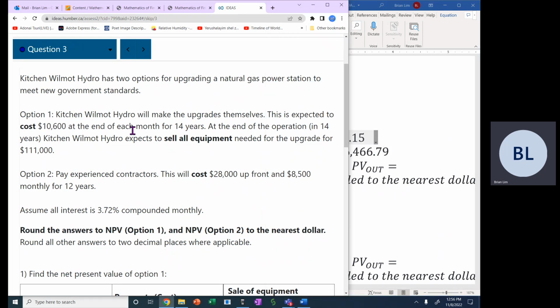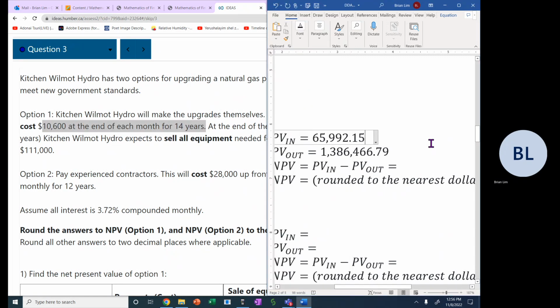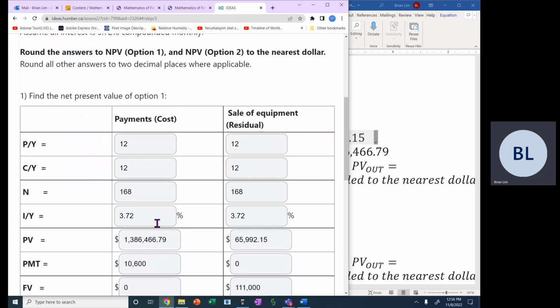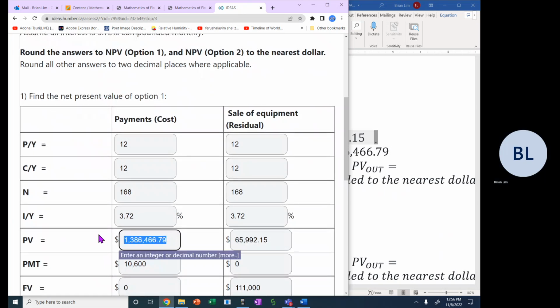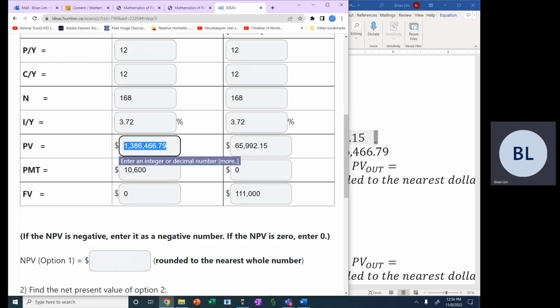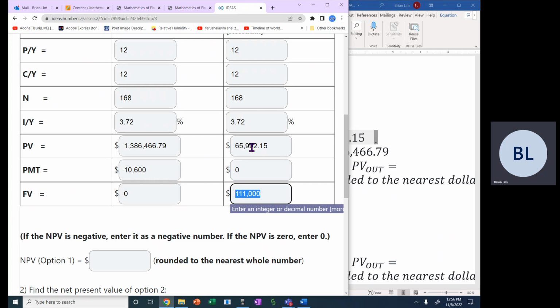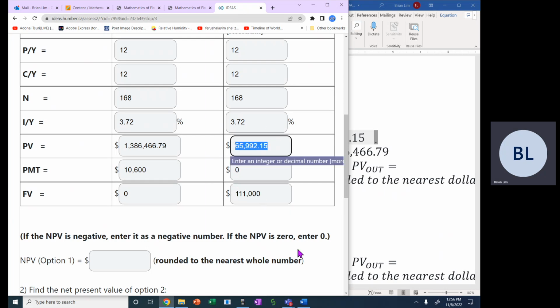Remember, this is the cost. It's costing $10,600 at end of each month for 14 years. So the present value out is that number, which shows up right under here. So this is out, and this is in. This amount right here, that's the present value.